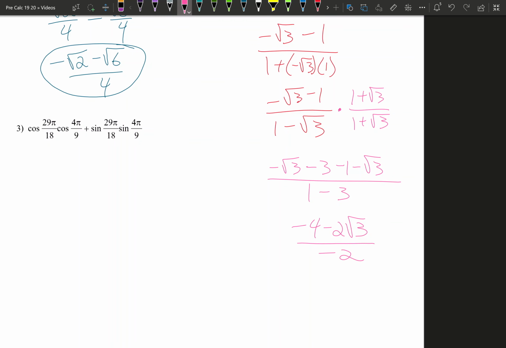Each of these terms has a negative 2 in it, so we can do the division. So negative 4 divided by negative 2 is 2. Negative 2 root 3 divided by negative 2 is just the square root of 3.